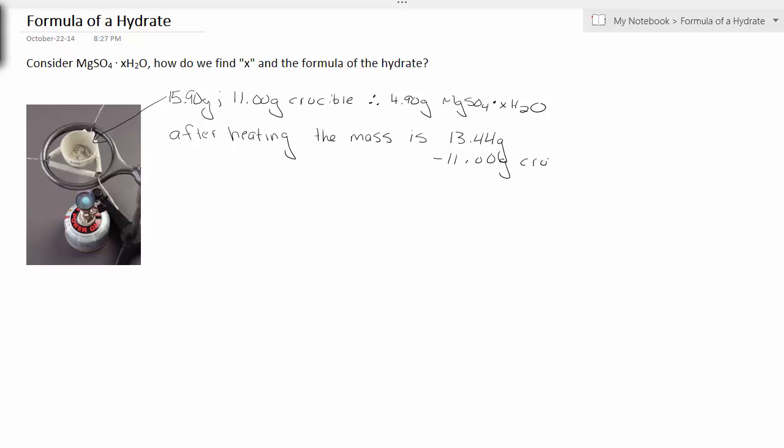Subtract off the 11 grams from the crucible again. That's going to leave you 2.44 grams of what we're going to call anhydrous magnesium sulfate. So anhydrous just means without water. So all the water's been removed thanks to the heating.